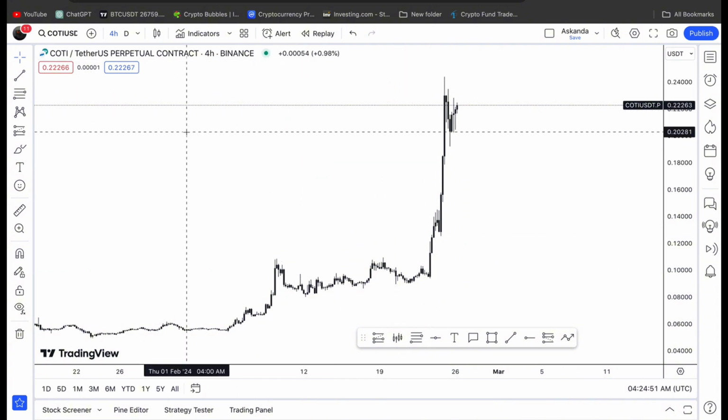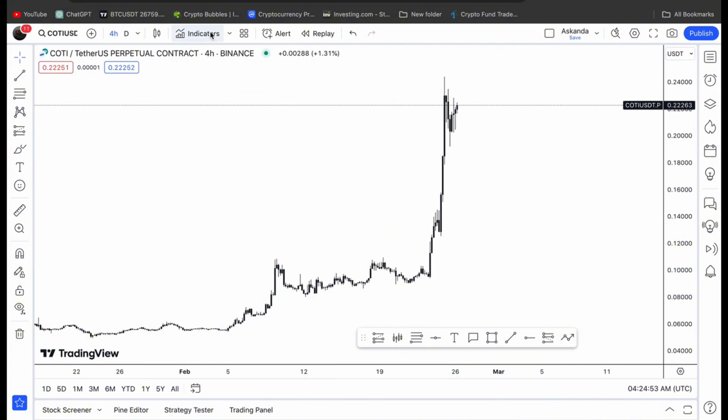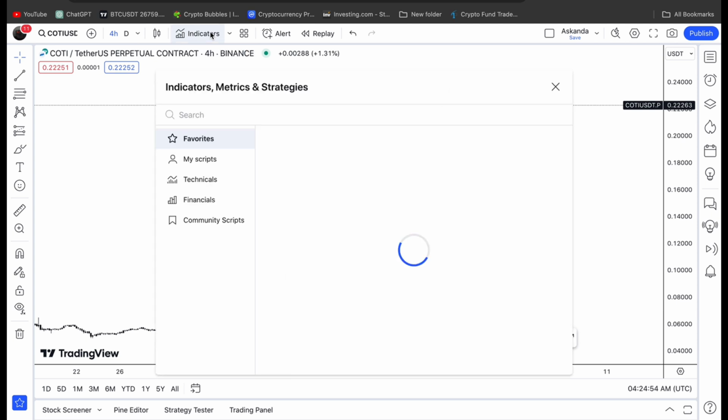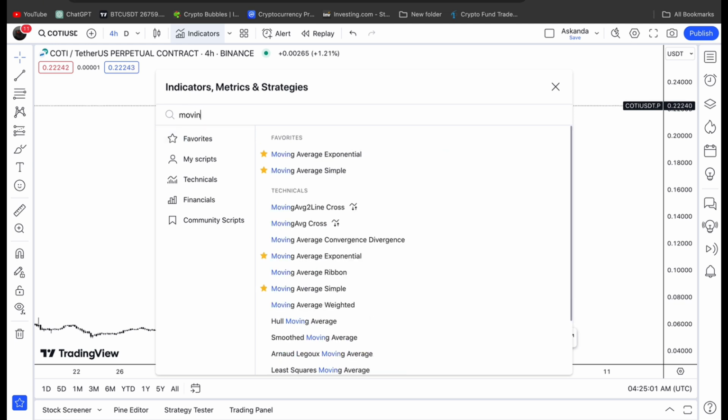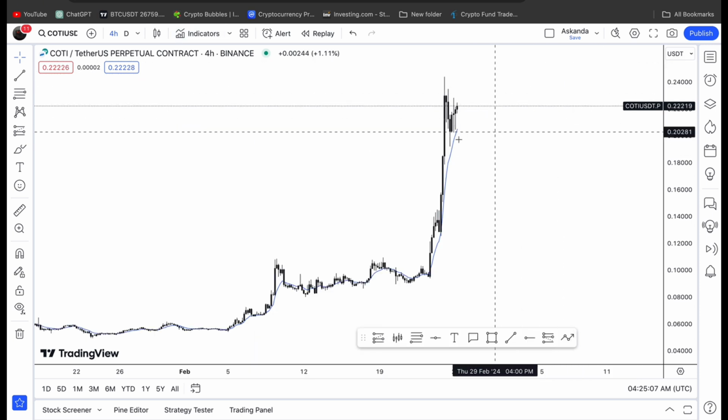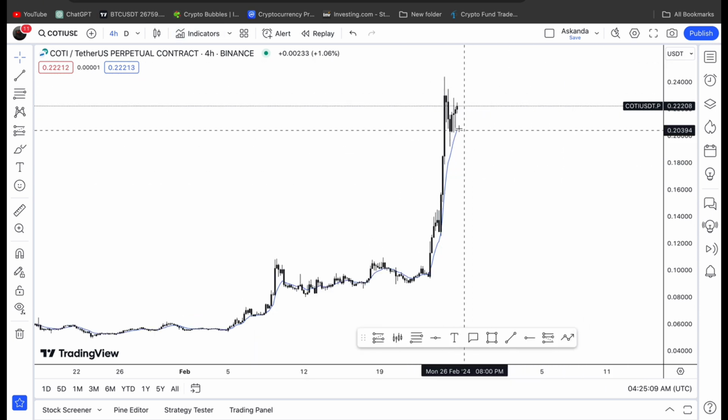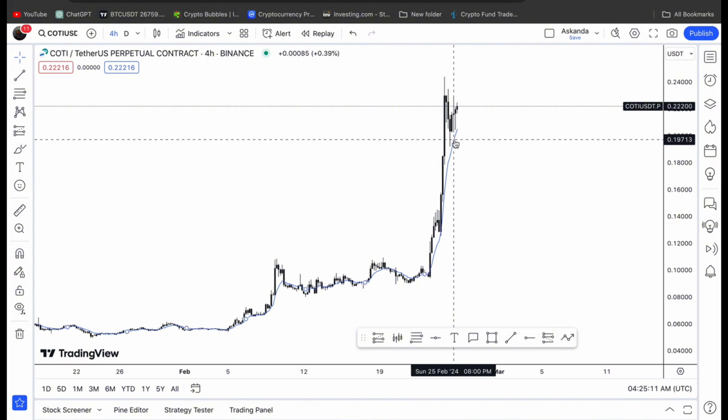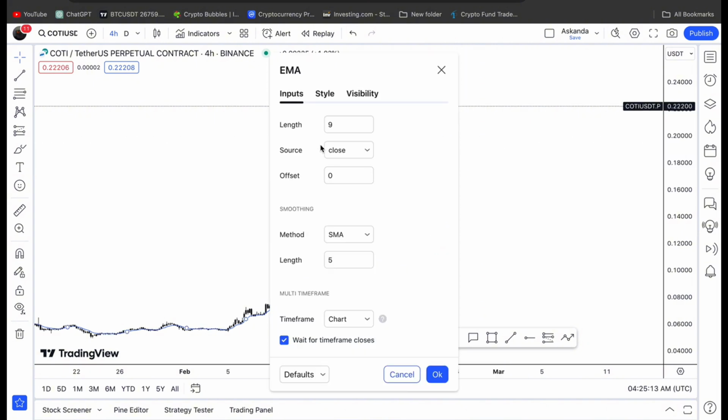Okay, so what I usually do is I just click on indicators. So if you are new, just click on the indicators, then type in moving averages here. So you go for exponential moving average. So you click on exponential moving average. After clicking on it, you see a particular line active on the chart. So you are just going to double click on that line here. When you double click on that line, make sure the line is about 100.